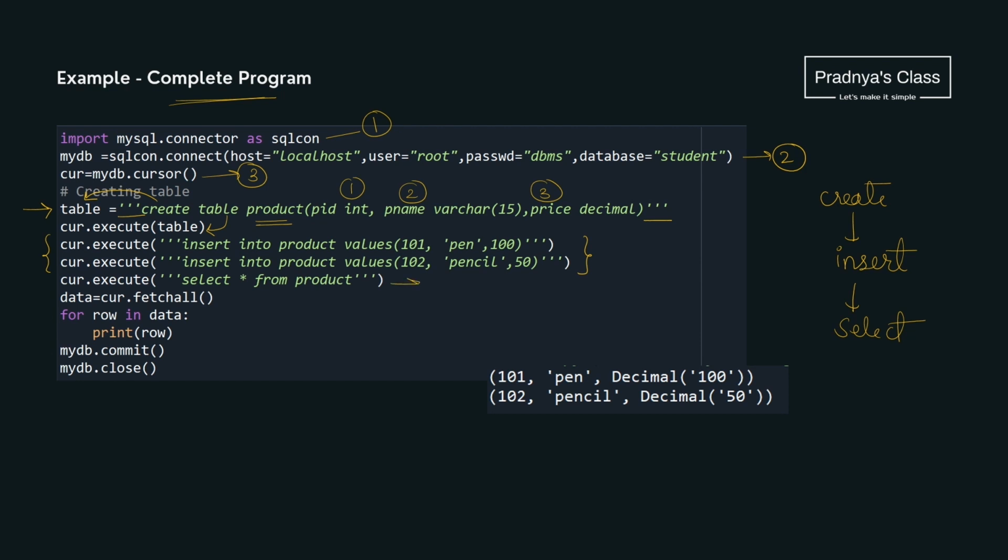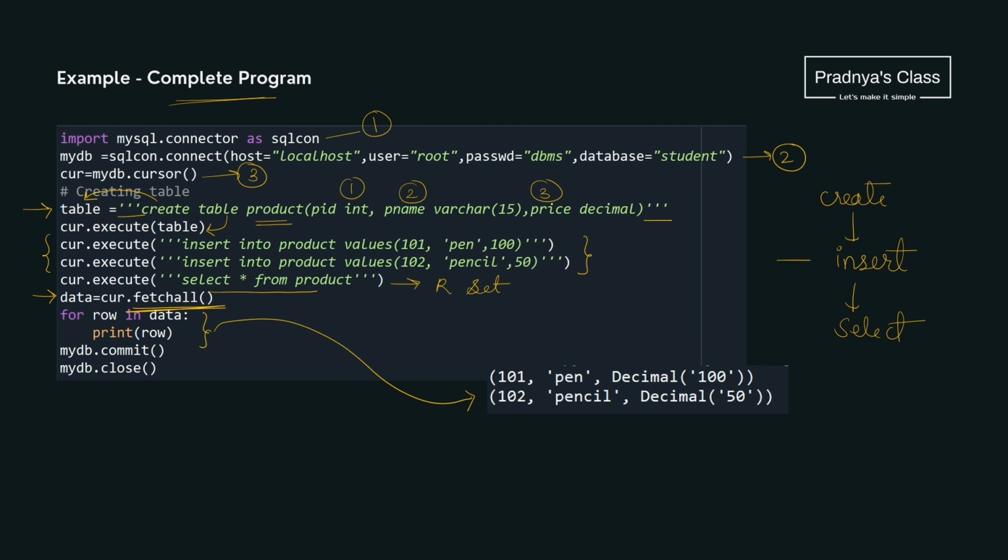It's time to display the records. For that we are writing select star from table name. With the select command we will be getting a result set. That we are fetching with the fetchall function. Ultimately the table records are stored in the data variable. If you want to print the records one by one, use a for loop.